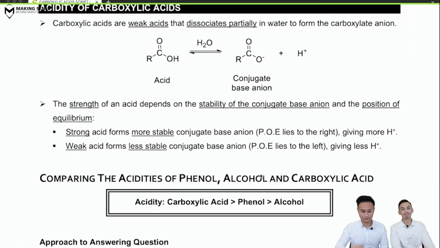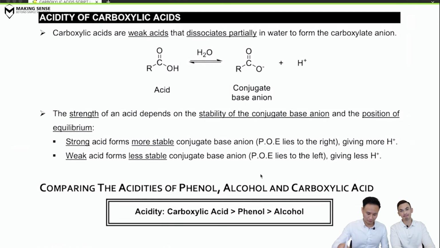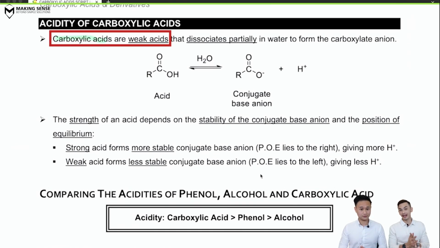We're going to wrap things up, okay, by talking about acidity of carboxylic acid. So let's go. All right. Now, before we begin, Mr. William, tell me, are carboxylic acids strong or weak acids? Carboxylic acid, they are organic acids, and organic acids are those that contain carbon. Generally, organic acids, they are weak acids in nature.